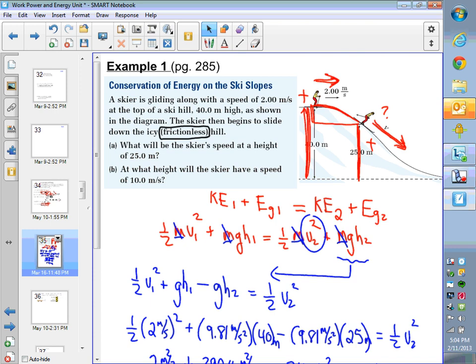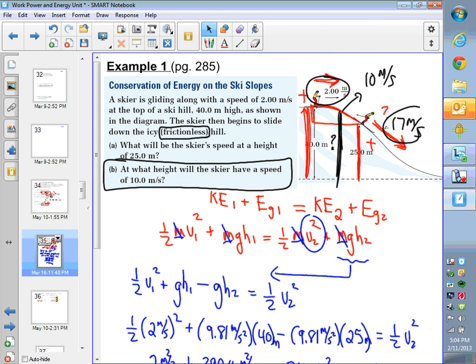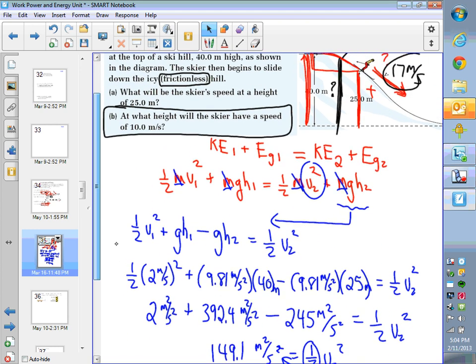So now, in part B of this question, at what height will the skier have a speed of 10 meters per second? Well, if you're 2 meters per second here and you're 17 meters per second there, there's some height in between where it will actually be 10 meters per second. And we want to figure out this mystery height at some point in between. So let's see if we can figure out what the height will be, and we'll work our way backwards with it. So we need to set up the question again with different numbers.